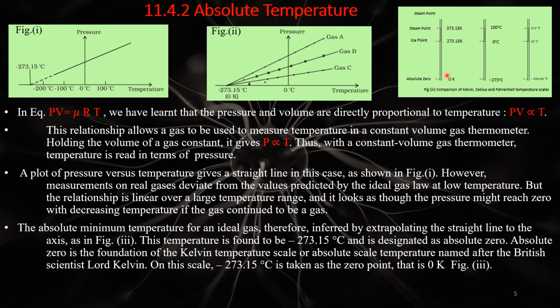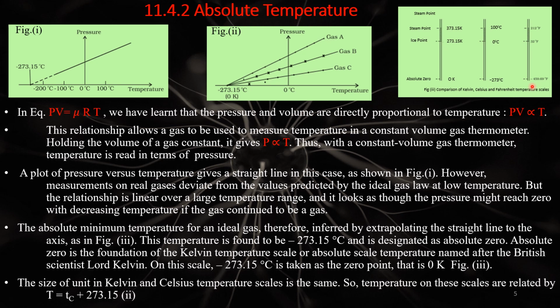So the 0 of Kelvin is equal to minus 273 degrees Celsius and minus 459.67 degrees Fahrenheit. The size of unit in Kelvin and Celsius temperature scales is the same. So the temperatures on these scales are related by the equation T = T_c + 273.15. Let it be equation 2.